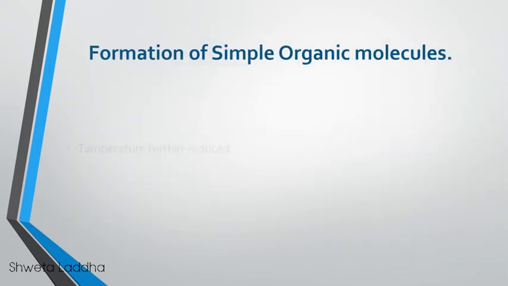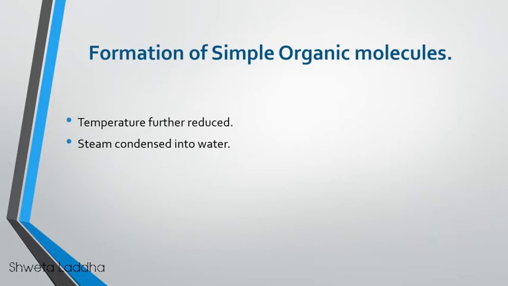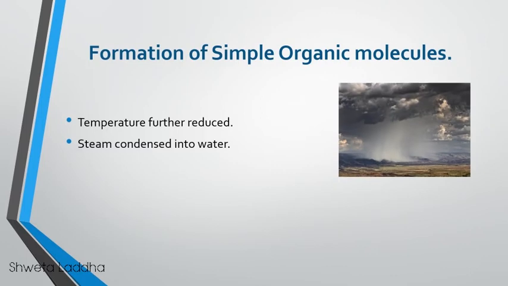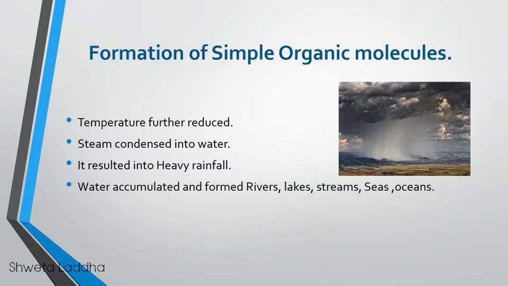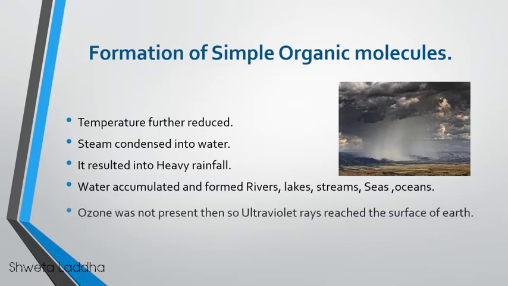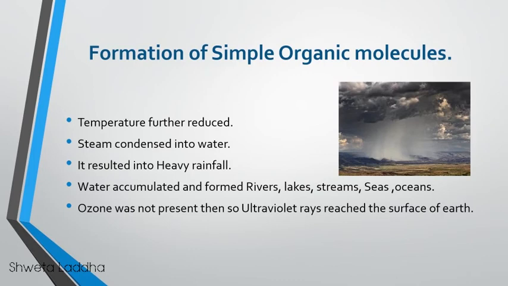Later, so much steam was formed and the temperature started reducing that the steam condensed into water. They formed clouds and clouds of steam. Later, condensation occurred and heavy rainfall occurred. It rained so heavily that the entire earth was full of water. Water accumulated in the form of rivers, lakes, streams, seas, oceans. Everywhere there was water and it was raining for months and years. Ozone was not present at that time, so ultraviolet rays also reached the surface of the earth.